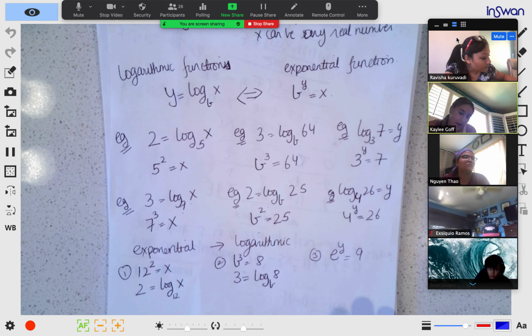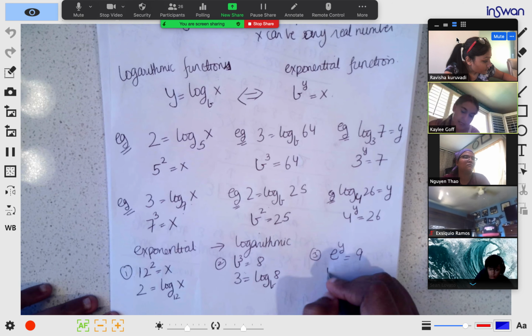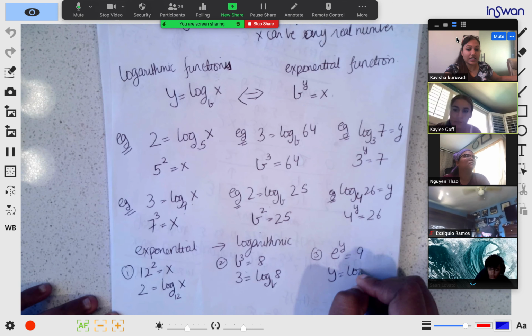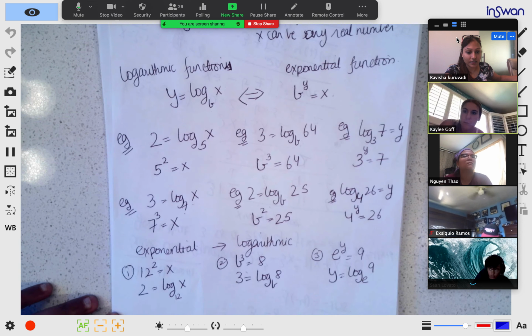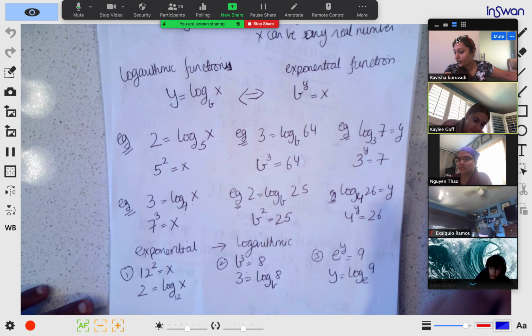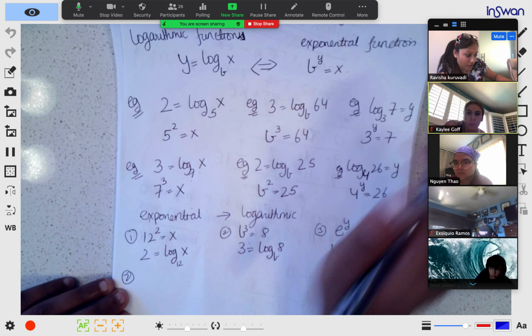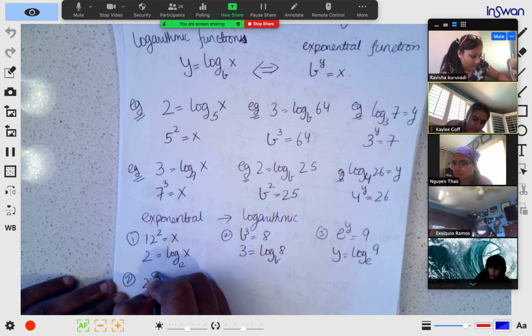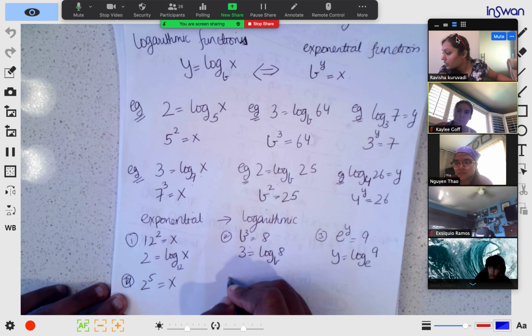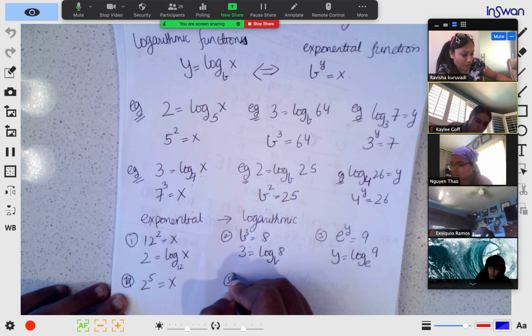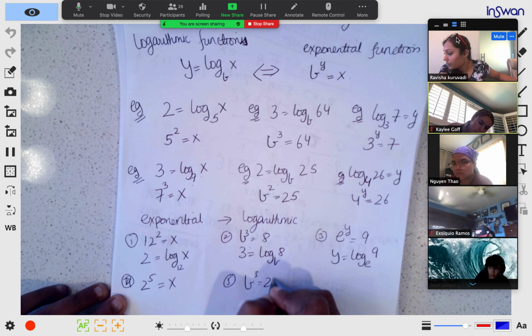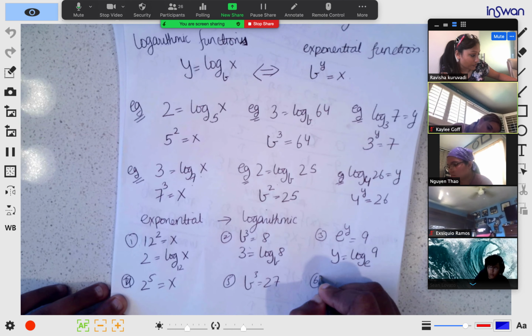Would it be y equals log base e of 9? Log base e and then 9. Really good. Okay, let's do one more problem here. You have 2 to the power of 5 is equal to x. Then you have b to the power of 3 is equal to 27. And then you have e to the power of y is equal to 33.